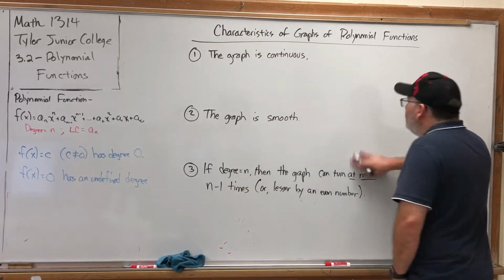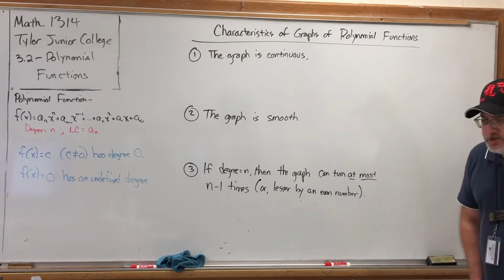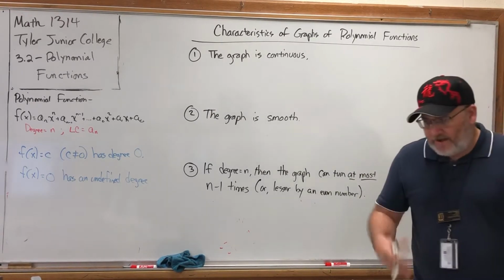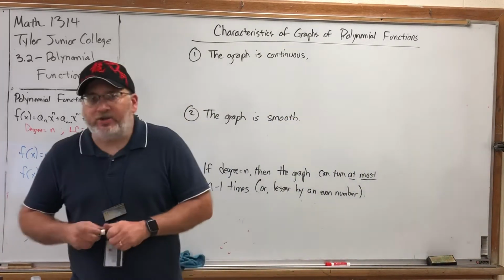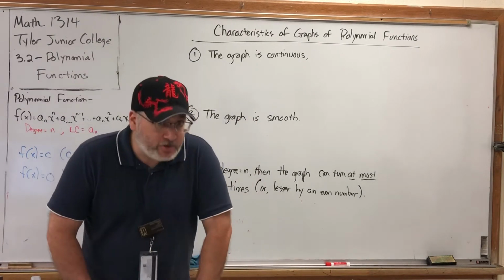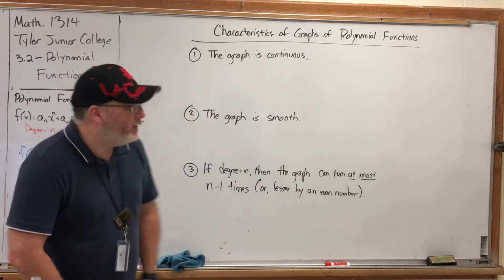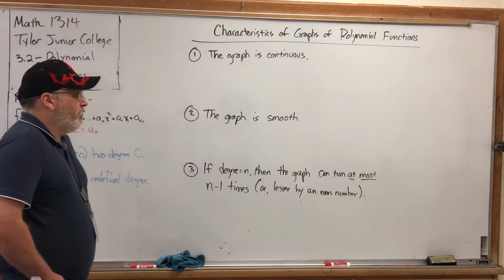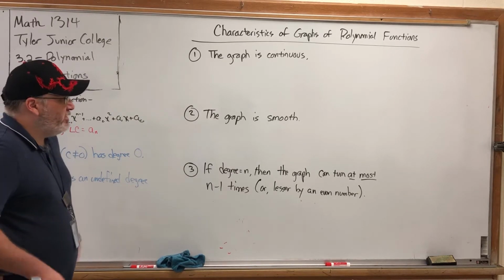In this video, I'd like to talk about the characteristics of graphs of polynomial functions en route to actually graphing them. For a parabola, which was the previous section, it was pretty predictable. Or rather, I should say, for a quadratic function, the graph was pretty predictable. It was a parabola. But for a generic polynomial function, there are some things we can say. Number one, the graph is continuous.